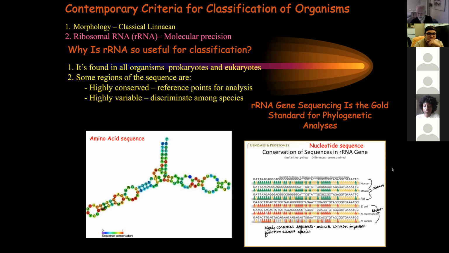The differences are in red and green. So the mammals all have a certain set of green sequences, none of which show up in the bacteria, and instead they have red sequences. So using these sequence similarities and differences, it's possible to classify with great precision all organisms, from prokaryotes to eukaryotes.